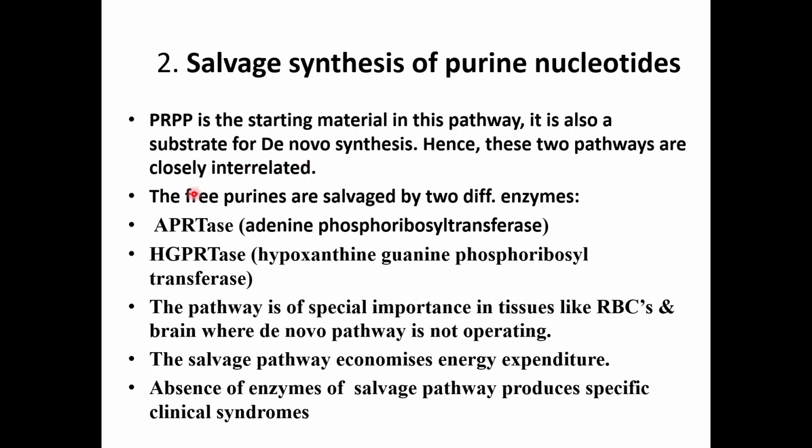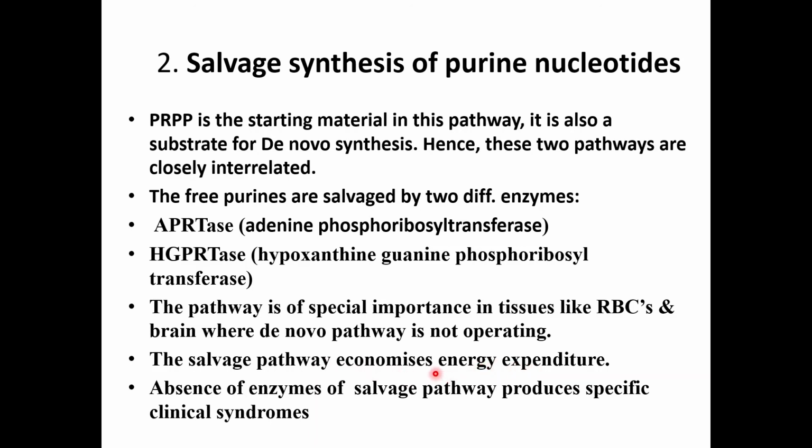So the free purines are salvaged by two different enzymes. Number one is APRTase and second is HGPRTase. So the pathway is of special importance in tissues like RBCs and the brain, where de novo pathway is not operating. The salvage pathway economizes the energy expenditure.